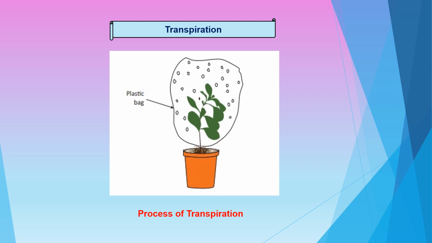You studied the bell jar experiment in lower classes. In the same way, we tie a plastic cover over part of the plant. After a few hours, if we see water droplets all over the plastic bag, this proves the plant transpires water through the stomata. We can prove it with the help of this experiment.